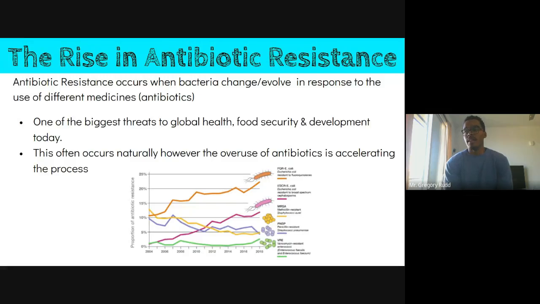So this is a huge threat to global health and food security. And this is happening because of the overuse of antibiotics and the overuse of pesticides. So the more we use antibiotics and the more we use them incorrectly, meaning people don't take their full prescription, the more likely it is that this acceleration in antibiotic resistance happens.